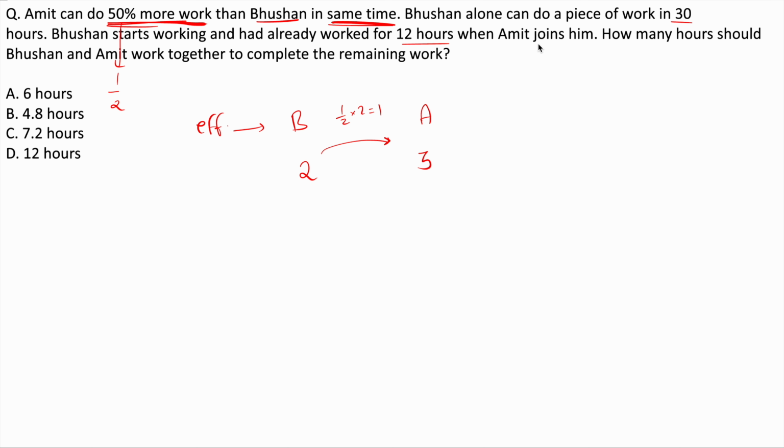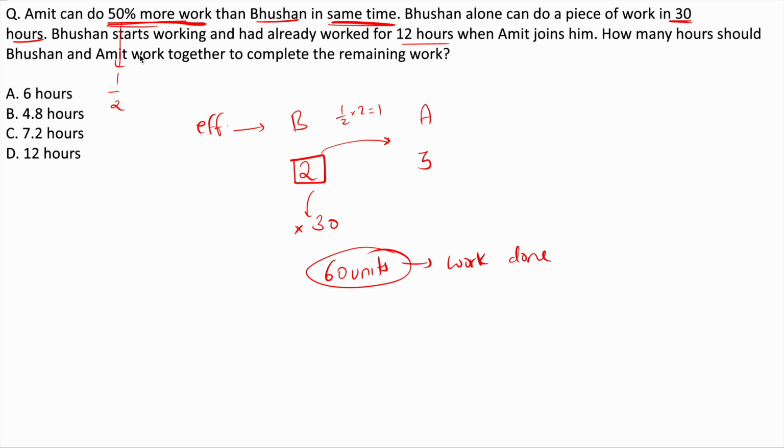Now the question says Bhushan alone can do a piece of work in 30 hours. Bhushan's efficiency is 2 units, and if he works for 30 hours, the work he will perform is 2 into 30, that is a total of 60 units. This 60 units is your total work. Further, Bhushan starts working and had already worked for 12 hours. So having efficiency of 2 units, the work he has completed is 2 into 12, that's 24 units, right? Of 60 units of work, 24 is done by Bhushan alone. The remaining work is 36 units.